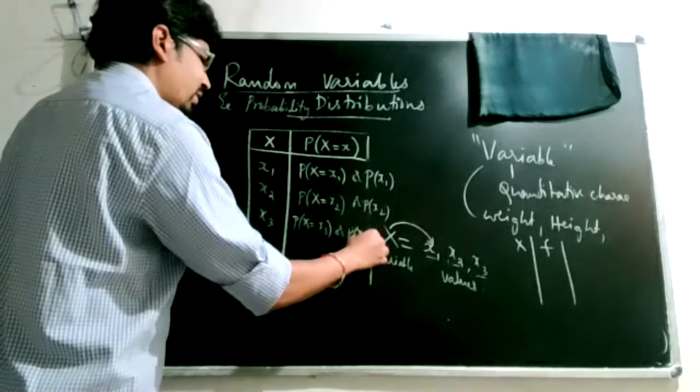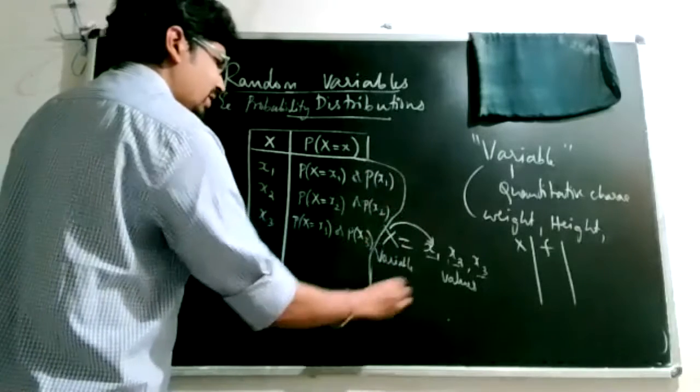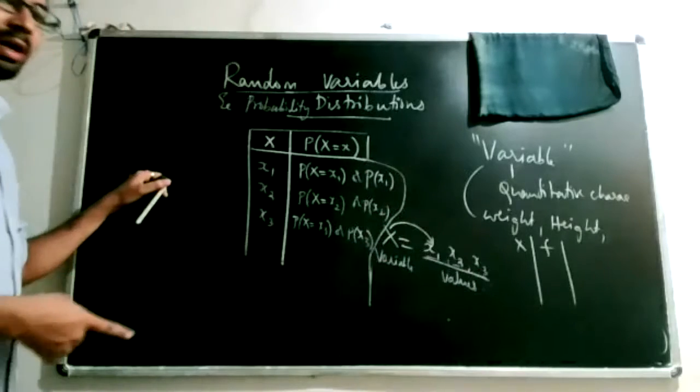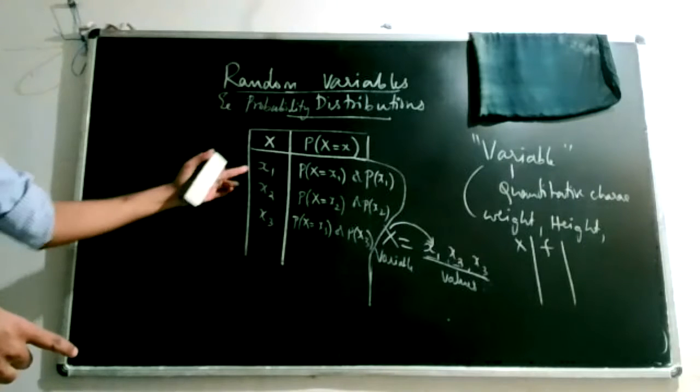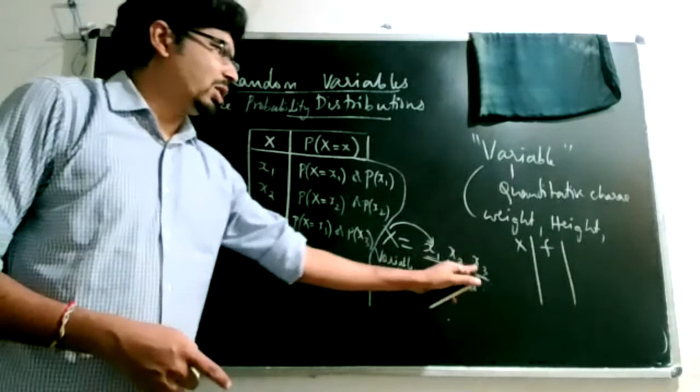Now if you observe, your x values are exhausting the sample space. All possible outcomes are converted into x. So these are the only possibilities.